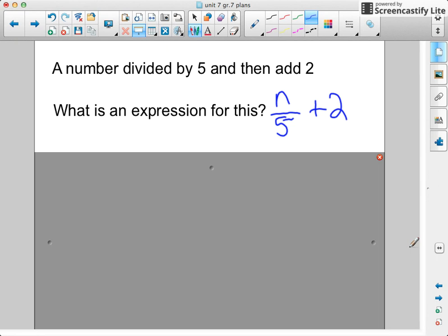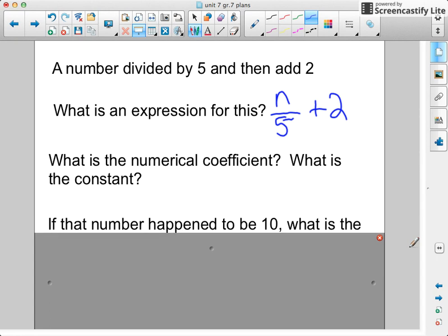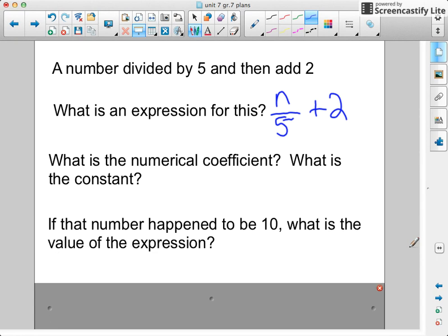A number divided by 5 plus 2. So the numerical coefficient, well, it's kind of 1/5 on that one. The constant is plus 2. If that number happened to be 10, if n equals 10, what's the value of the expression? Well, instead of n, I put in 10, so 10 divided by 5 is 2, plus another 2, so that would be 4.